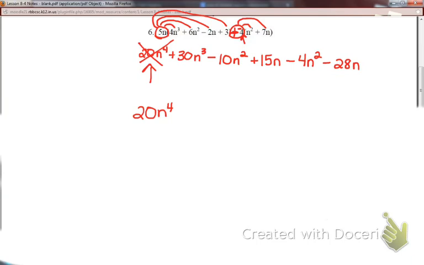Next highest exponent is the n to the 3rd, and there is not another n to the 3rd, so there's nothing to combine with it. So I'll just drop it down into my answer. Plus 30n to the 3rd. I'm done with that.